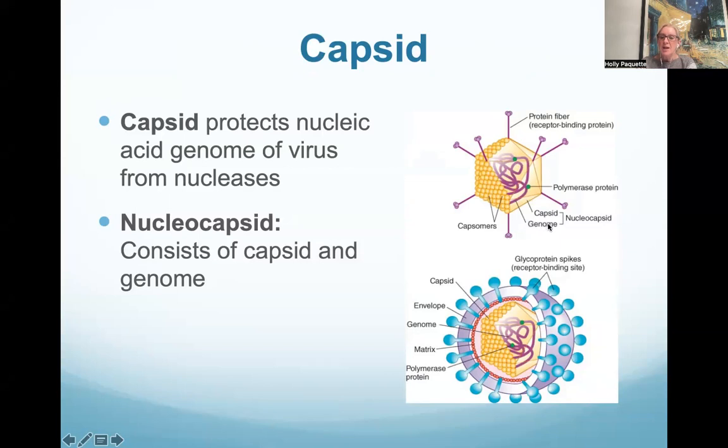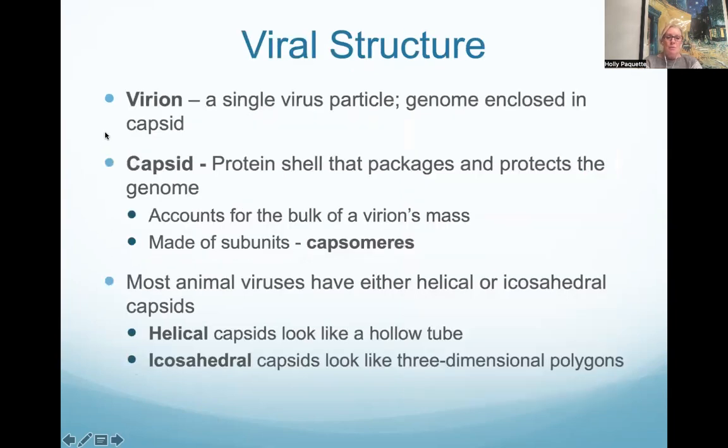When we put the genetic information and the capsid together, we can refer to that as a nucleocapsid. So that consists of the capsid and the genome. This is just showing another picture. They can have different shapes, but hopefully that gives you a good idea of what a basic structure for a virus is. So to give a quick review, a virion is a single virus particle and the genome is enclosed within the capsid. Capsids are protein shells that package and protect that genome.